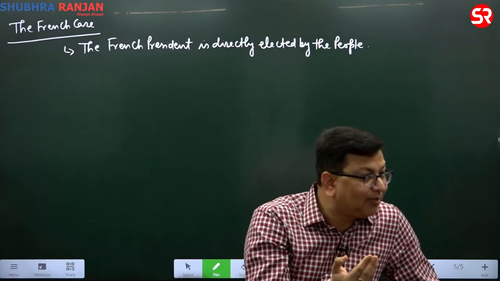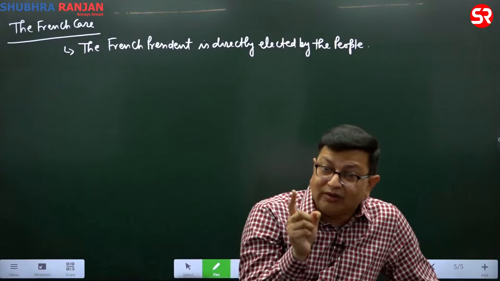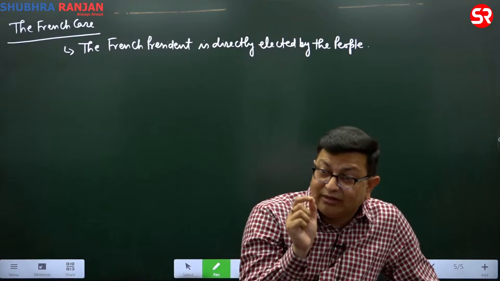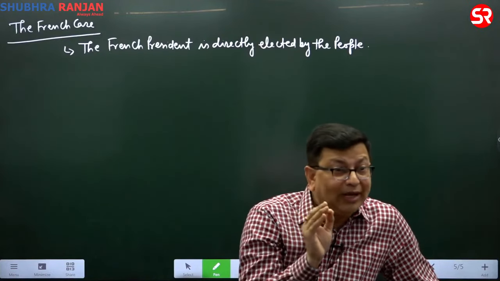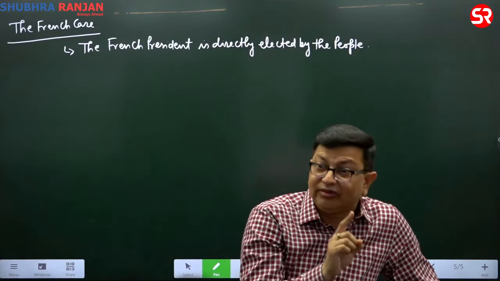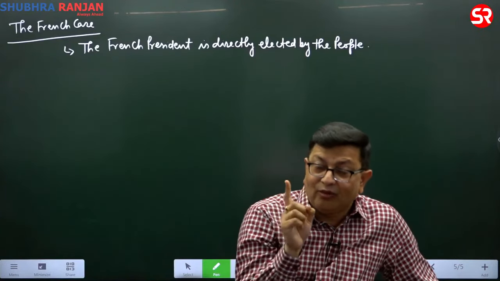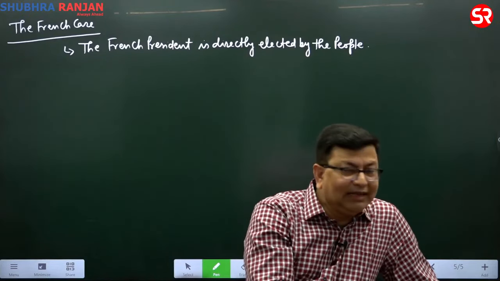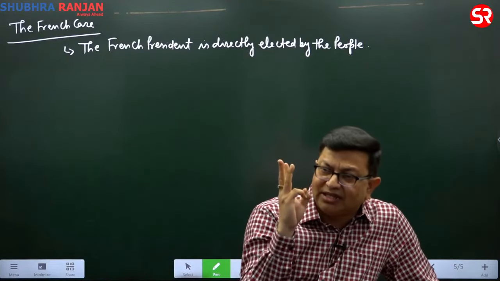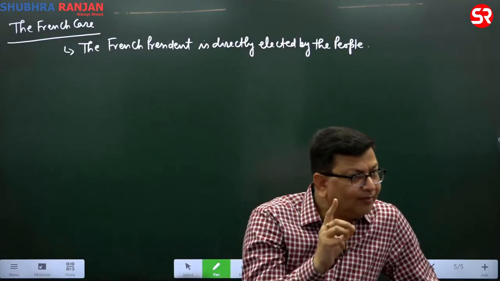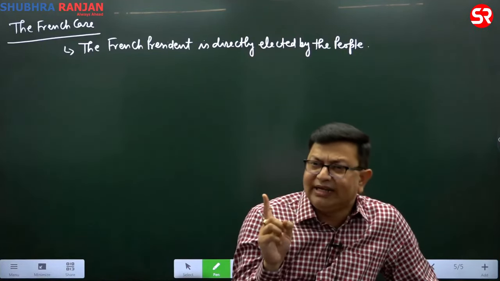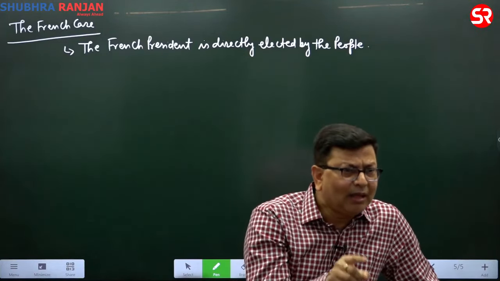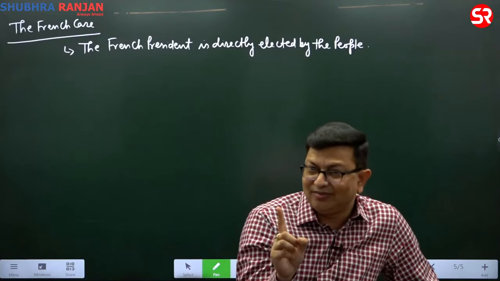So in one of the mains examinations, there was a question that the French president's election was to be compared with the election of the Indian president. Why? It is not that UPSC randomly asks questions. In that year, 3 presidential elections had taken place across the globe. One, the election of the Indian president, then the election of the American president, and then the French president.